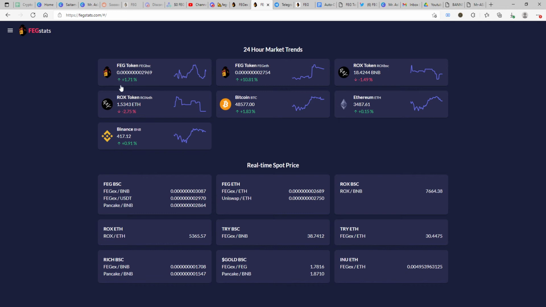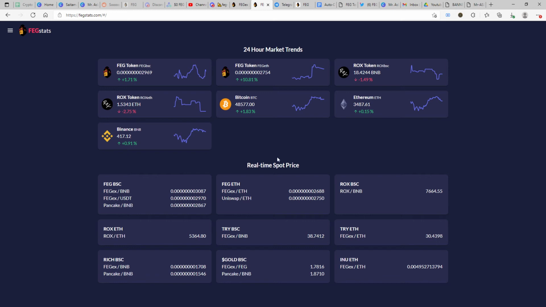You see the graph, you see the percentage increase, you see the price, and you also have a variation between the ETH and the BSC networks. So that's really nice to see. And you have some of the major coins, you have Bitcoin, Ethereum, and Binance. And I believe that's just the beginning. A lot more things would be added or probably integrated into the next FEG exchange combination that would happen in the coming days. That's what I strongly feel.